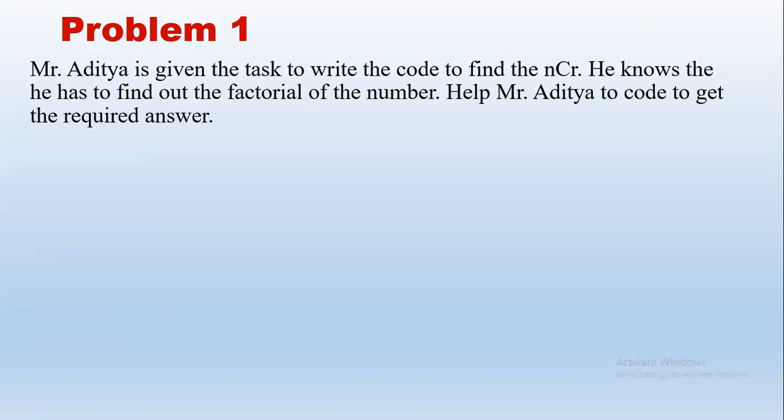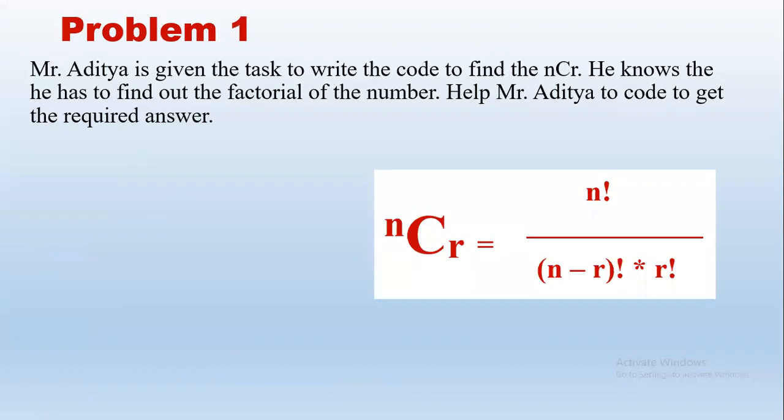So like we know, NCR is n factorial by n minus r factorial into r factorial, right? So that is the formula for NCR. So what does this mean? To find NCR, we need the value of n and r. Whenever we have a problem at hand, the first thing to analyze is what is the input required. If we see this, input required is the value of n and value of r, right?